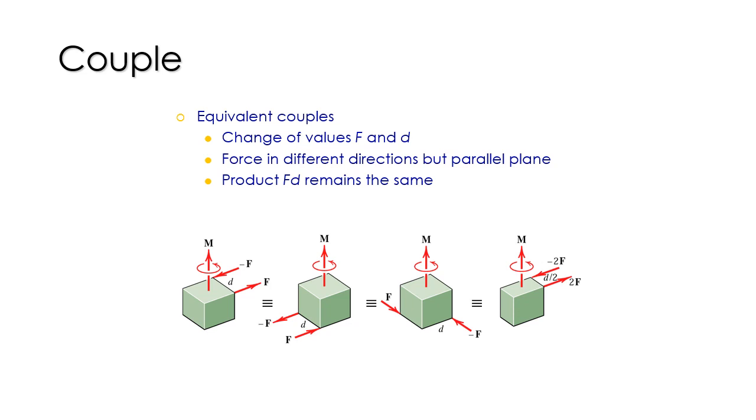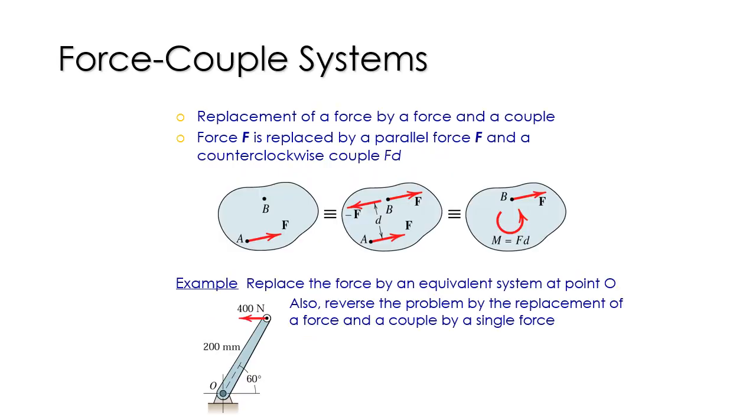Then for equivalent couples, change the values of F and d. So the forces are in different directions but in parallel planes, but the product F times d remains the same for equivalent couples. So for the force-couple system, this is the replacement of a force by a force and a couple. So force F is replaced by a parallel force F and a counterclockwise couple Fd.